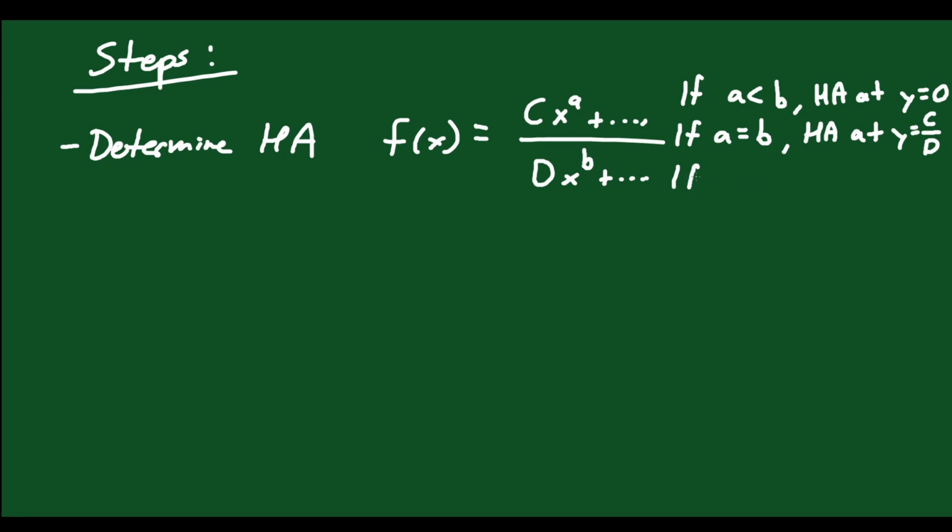And then you have this third case where a is bigger than b. If a is bigger than b, then you don't have a horizontal asymptote at all. You just say there's no horizontal asymptote. So if the degree on top is bigger than the one on the bottom, you don't have a horizontal asymptote.